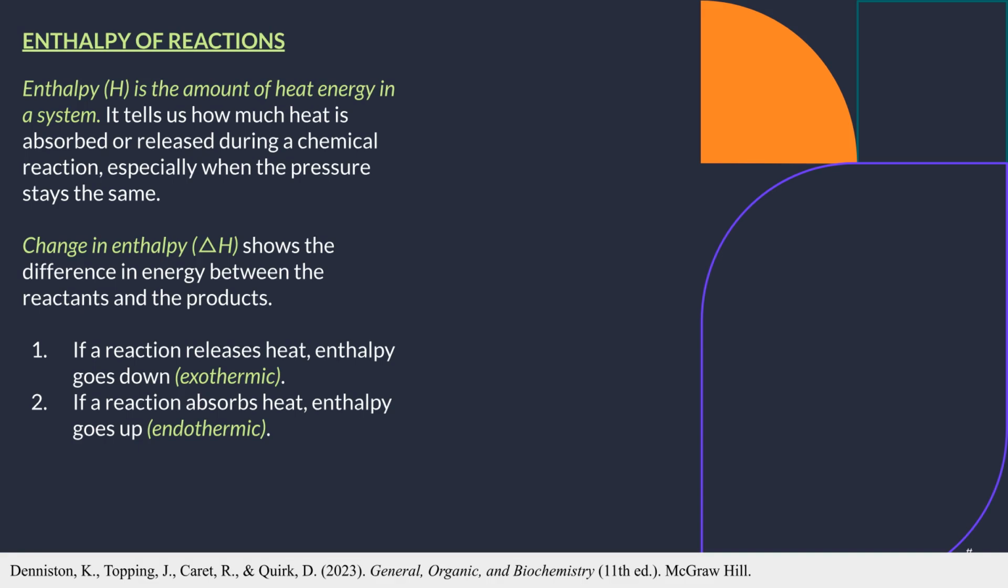If the products have less energy than the reactants, energy has been released. If the products have more energy, energy has been absorbed. Delta H tells us both the direction and amount of heat flow during a reaction. Understanding this concept helps us predict whether a reaction will warm or cool its surroundings.